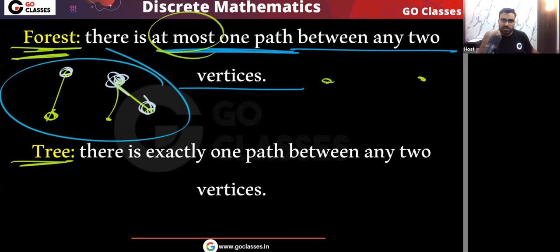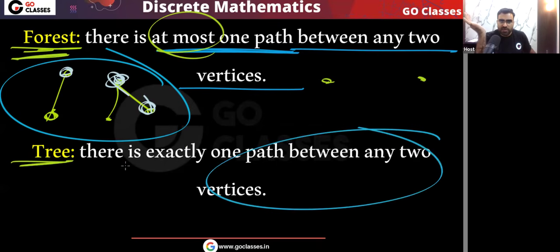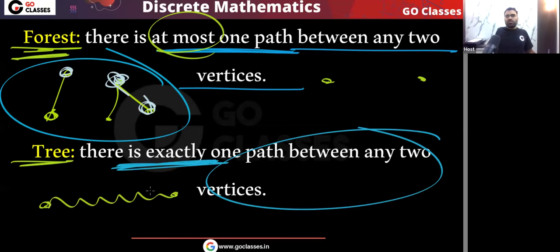And in the tree, what happens? Tree is connected acyclic graph. So between any two vertices, there will be exactly one path. Whatever two vertices you take, there will be one path, and there will be only one path. Between any two vertices, there will be exactly one path, not more than one, not less than one.